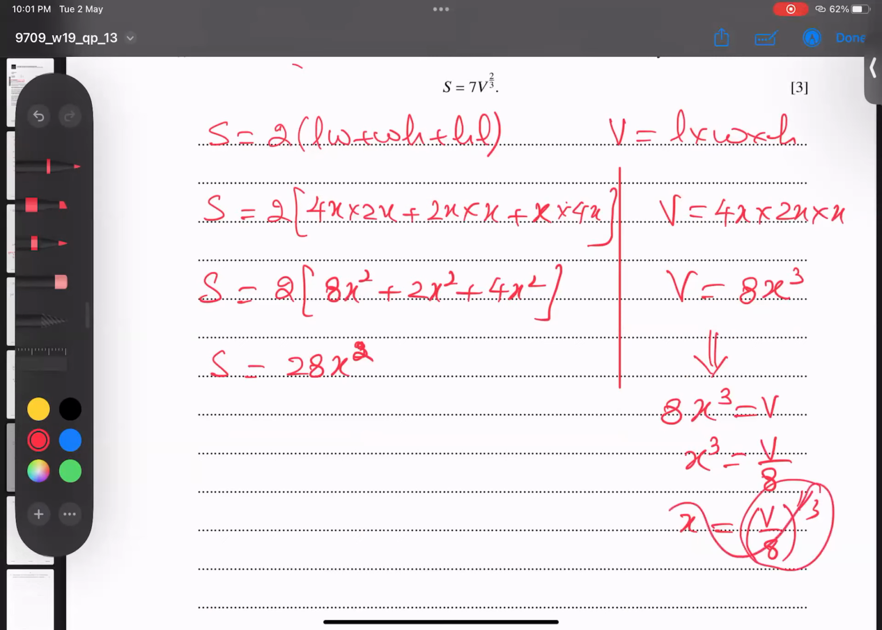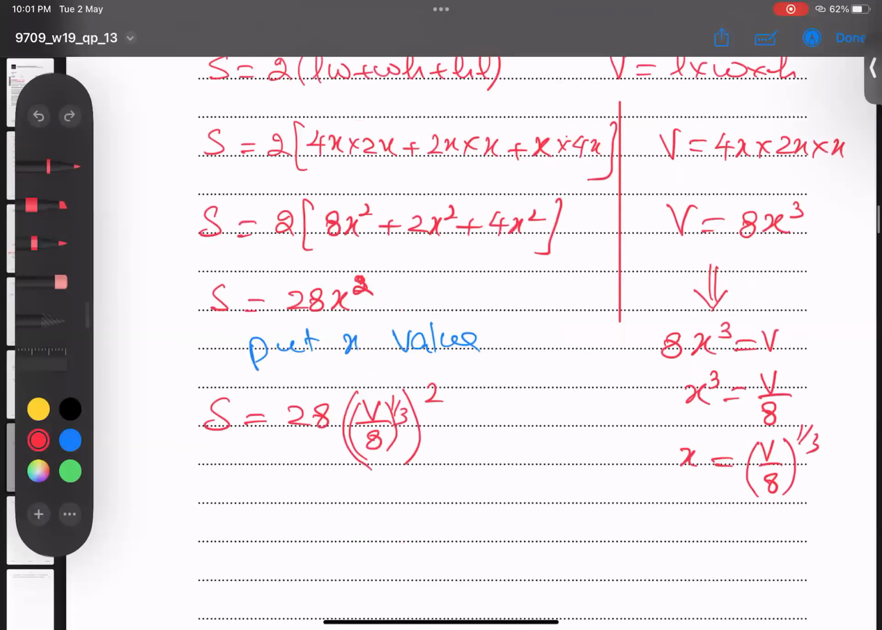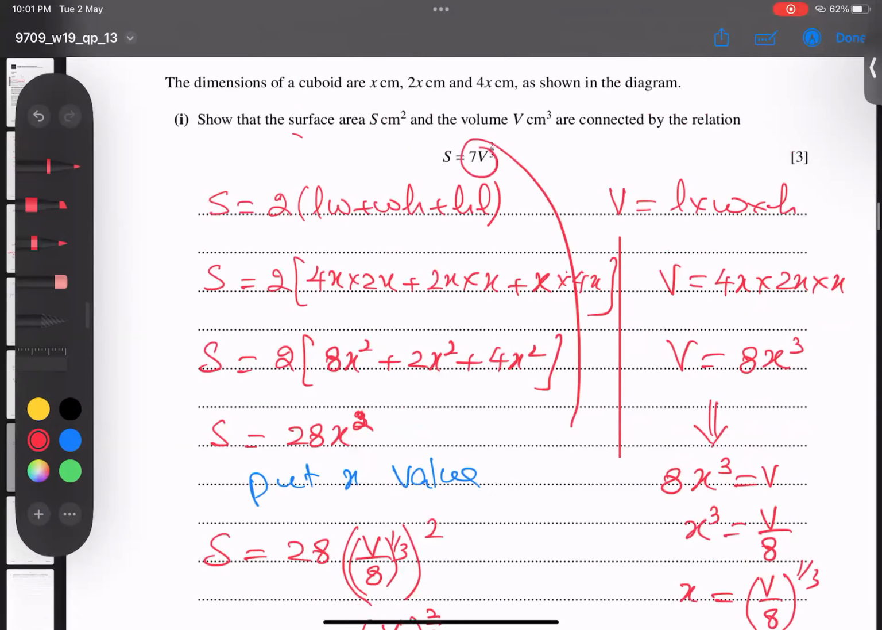This value of x, I'm going to put it here. I'm writing here, put x value. So S equals 28, and I'm writing power 2 on the top, but the x value is coming inside, V over 8, and its power is 1 over 3. Power to power, they multiply. So I can write V over 8 to power 2 by 3. But I have to solve it.